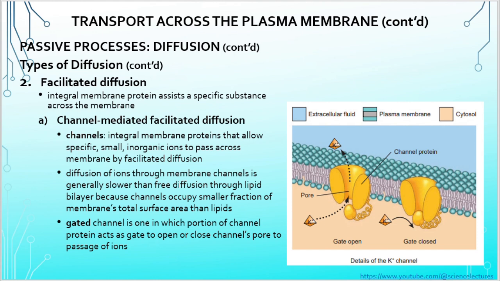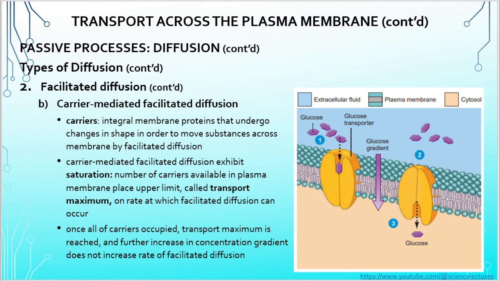When the gates of a channel are open, ions diffuse into or out of cells down the electrochemical gradients. The plasma membranes of different types of cell may have different numbers of ion channels and thus may display different permeability to various ions. In another type of facilitated diffusion, carrier-mediated facilitated diffusion, a carrier, also called a transporter, is used to move a solute down its concentration gradient across the plasma membrane.